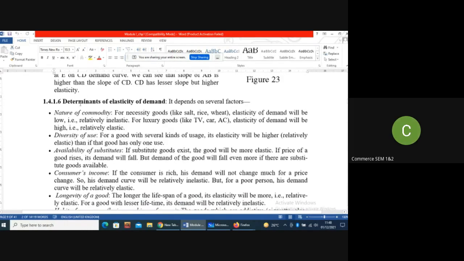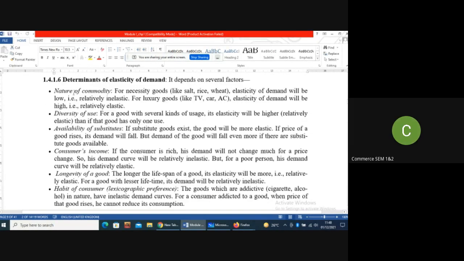Now there are some determinants of elasticity of demand. I'm showing only one example and the rest you can read from the video. You can pause it later. I'll post it on YouTube and you can pause the video and read the things.